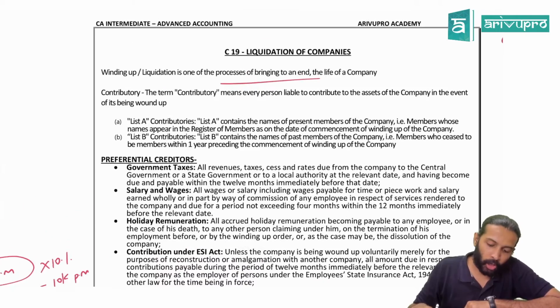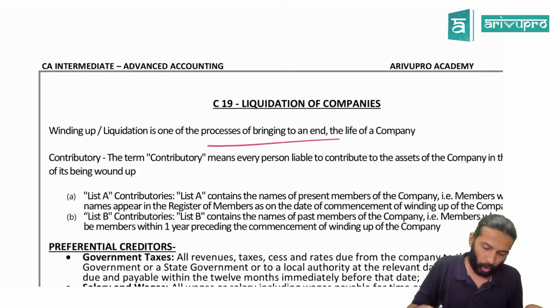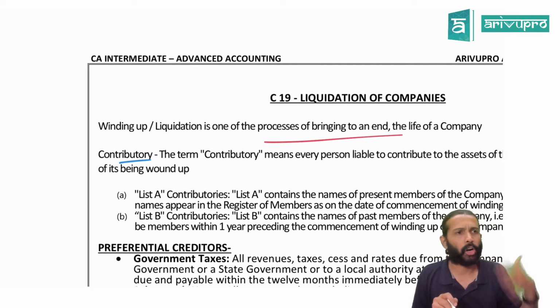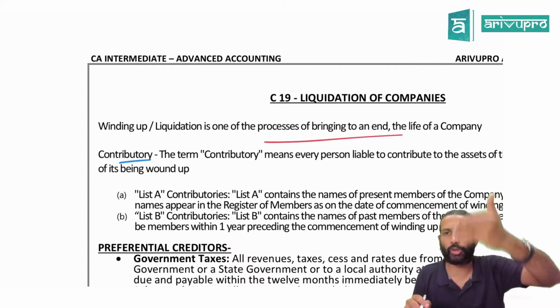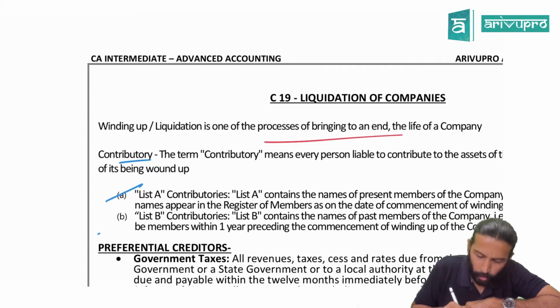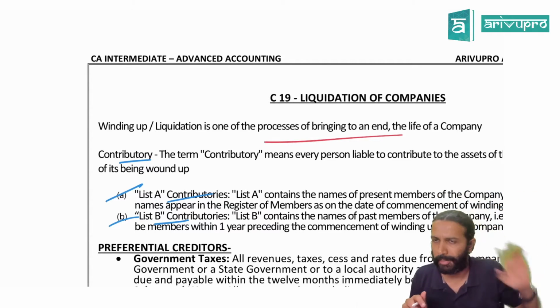Next, there's a small concept. We'll learn the concept, then immediately apply it in the question. There is a term known as contributory. Contributory means the person who has to contribute to the company or pay to the company. There are 2 types of contributories: List A contributories and List B contributories.